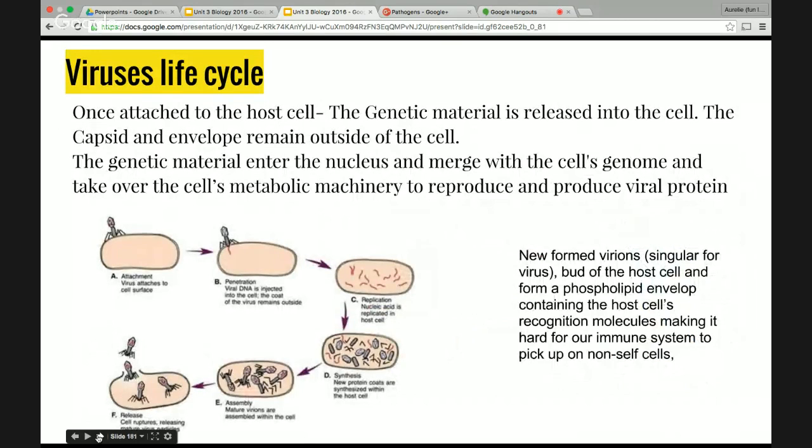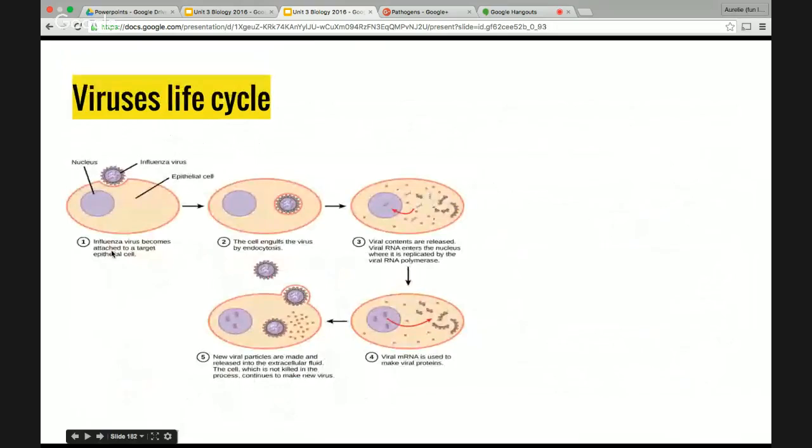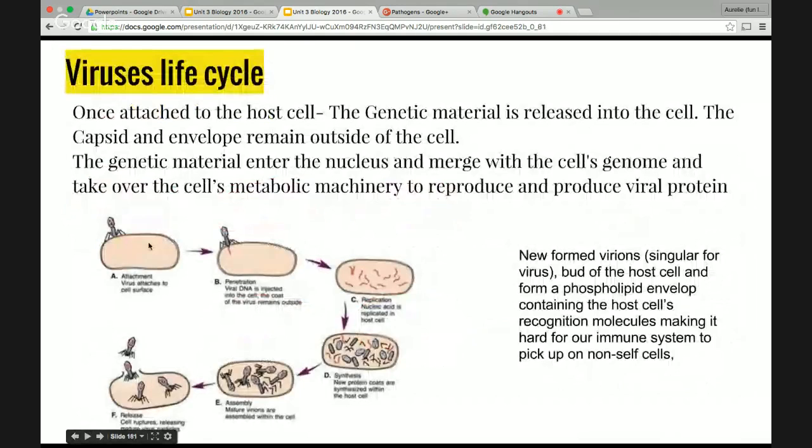All right, viruses life cycle. What the virus does is attach to a cell. The genetic material enters the cell, but the protein envelope, the capsid protein, and the envelope remain on the outside.